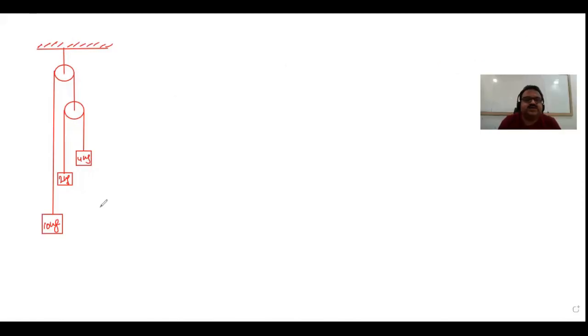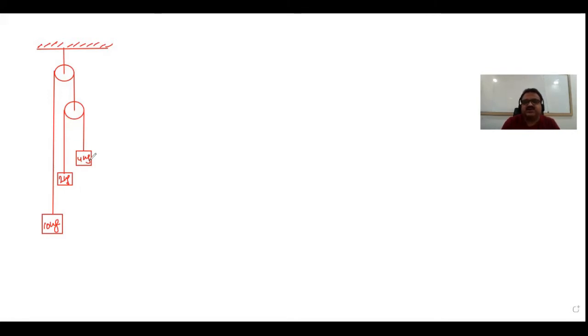Okay. Look, students, a problem is given like this. There is one fixed pulley and one movable pulley. The movable pulley contains two masses, 2 kg and 4 kg, and the fixed pulley carries 10 kg. We need to find out the acceleration of the 10 kg, 2 kg, and 4 kg masses.